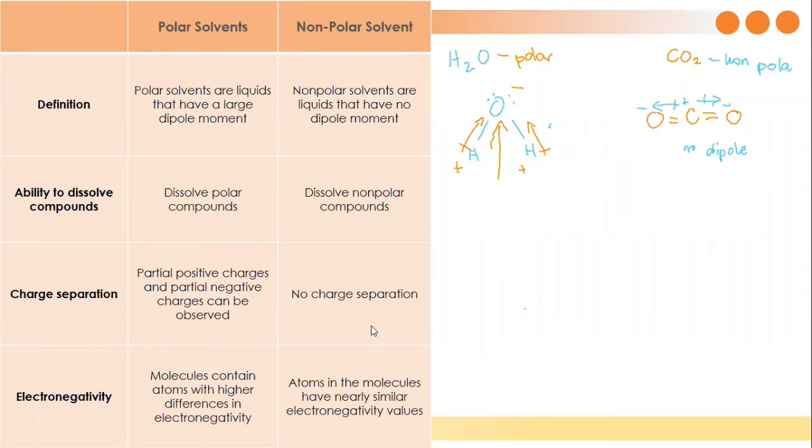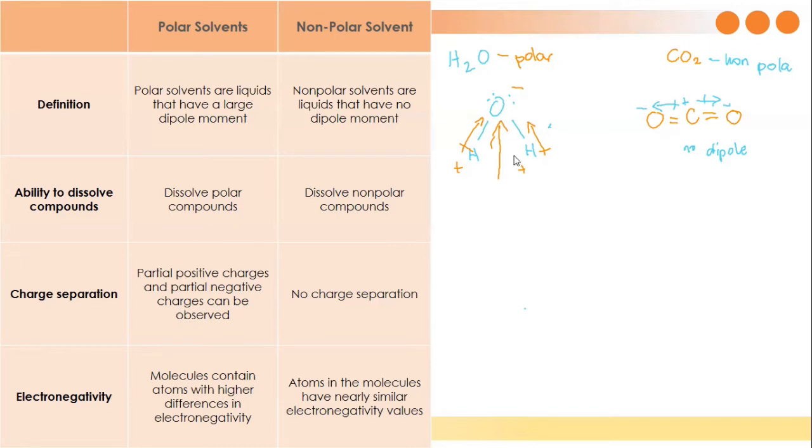Next is the ability to dissolve compounds. Polar solvents can only dissolve polar compounds, and non-polar solvents can only dissolve non-polar compounds. Again, in this one, we are following the concept of like dissolves like. Then we also have the charge separation. Polar solvents have partial positive charges and partial negative charges that can be observed. Non-polar solvents, on the other hand, have no charge separation. For electronegativity, in polar solvents, molecules contain atoms with higher differences in electronegativity. Atoms in the molecules in nonpolar solvents have nearly similar electronegativity values.